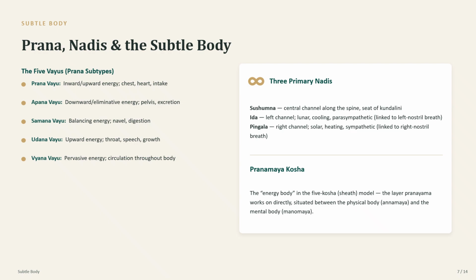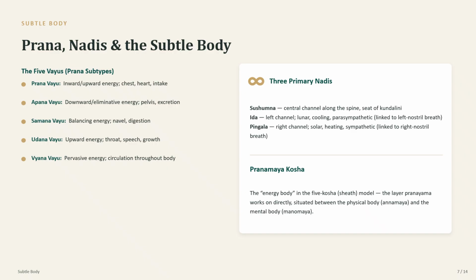And we also can talk about the five Vayus: Prana Vayu, Apana Vayu, Samana Vayu, Udana Vayu, and Vyana Vayu. Prana Vayu is an energy that flows up towards your chest, heart, or brain. Apana Vayu is an energy which flows downwards, like your excretion or your gas, which happens to go through.